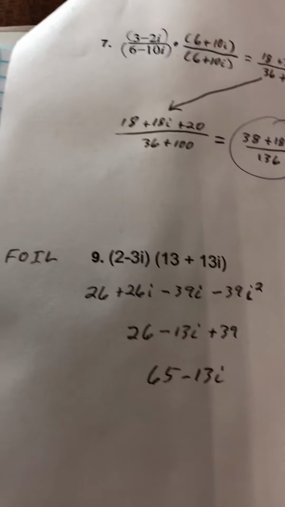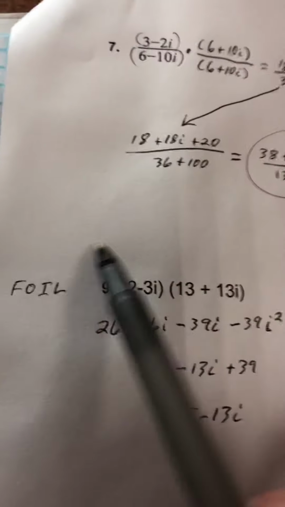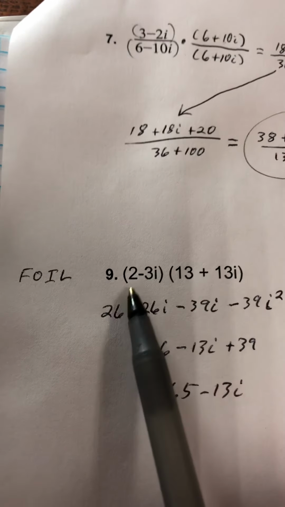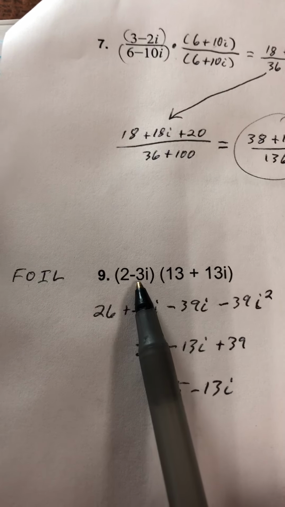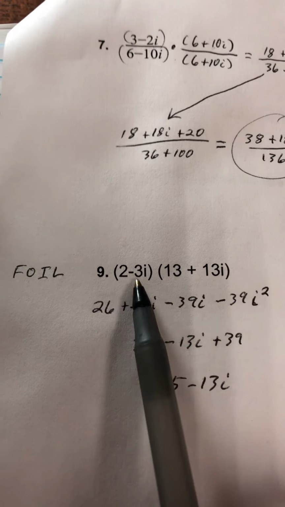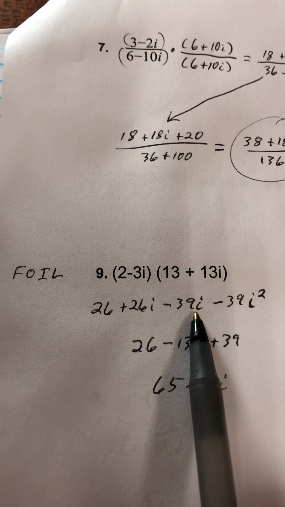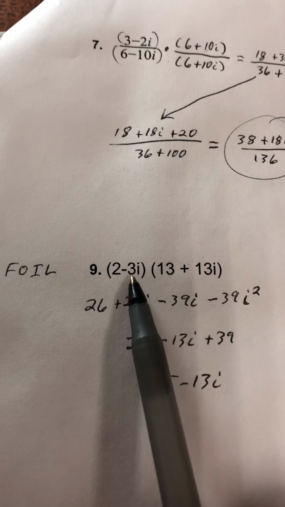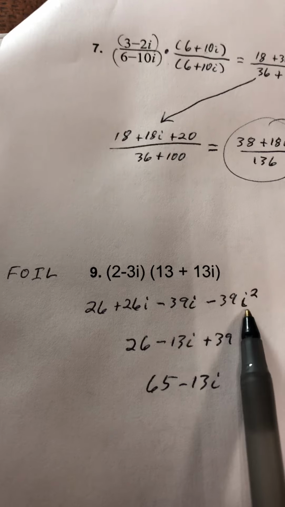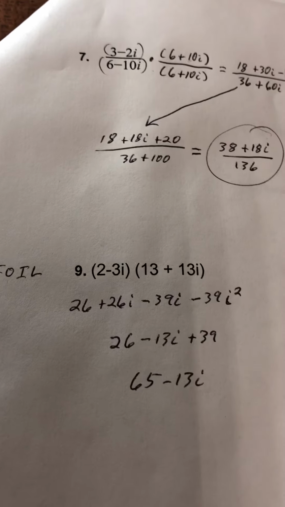All right, for multiplying, it's even easier. It's just one of these steps. Once again, I'm going to refer to the FOIL method. So the first times the first, 2 times 13 is 26. And then the outside times the outside, 2 times the 13i is 26i. And then the inside times the inside is -3 times 13i. So you have -39i. And then the last times the last. So I have -39i squared, because that's 3 times 13, and you have your 2 i's that you're multiplying together.